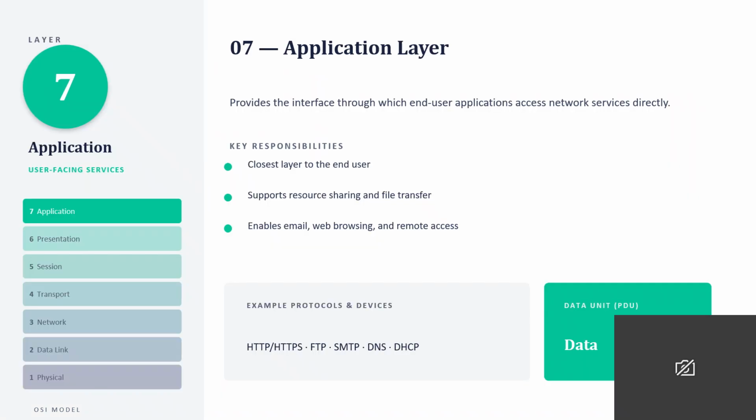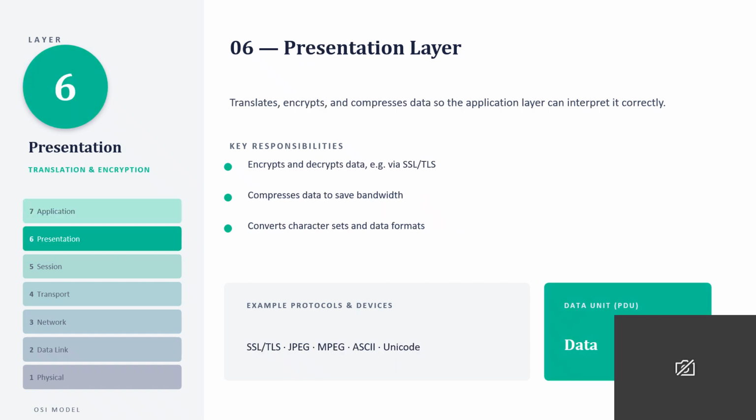Coming to the application layer, it is not an application, but it performs application layer functions. It provides network services to the end users, and functions of application layer are: it allows users to access the files in a remote computer, to retrieve the files from a computer, and to manage the files in a remote computer. The key responsibilities of the application layer are: it supports resource sharing and file transfer, and enables email, web browsing, and remote access.